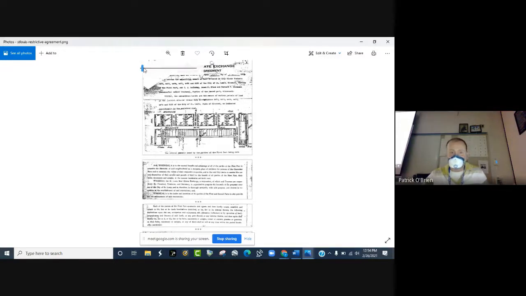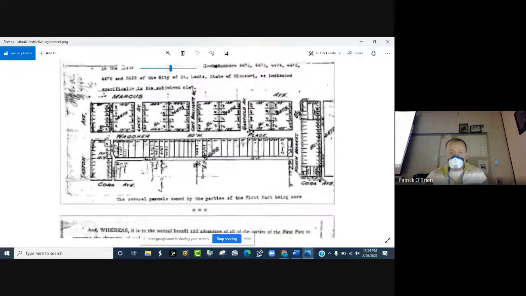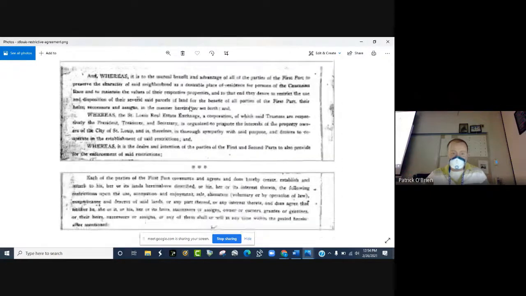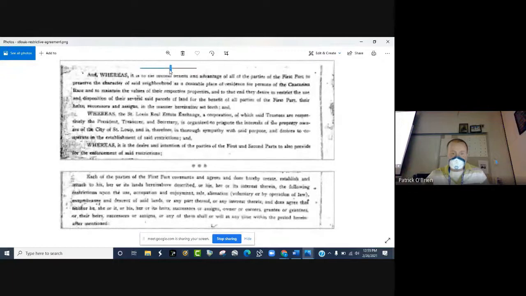Let me make this a little bit larger. Okay, it may have the plot size. Maybe you bought this piece of parcel right here. But I've got to make this a little bit smaller because it's blurry now.